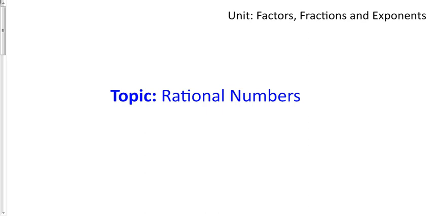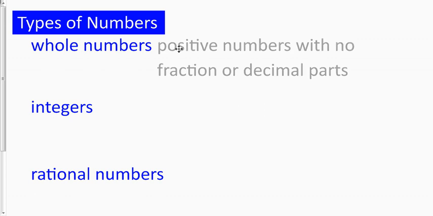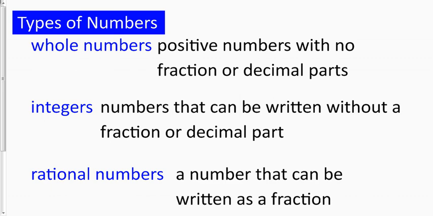In this video, we'll see how to work with rational numbers and rational expressions. So let's review some different types of numbers first. We have whole numbers. These are positive numbers with no fraction or decimal parts. We have integers. These are numbers that can be written without fraction or decimal parts, but they can be negatives as well. And then we have rational numbers, and these are numbers that can be written as a fraction. So if you can write a number as a fraction, it's a rational number.